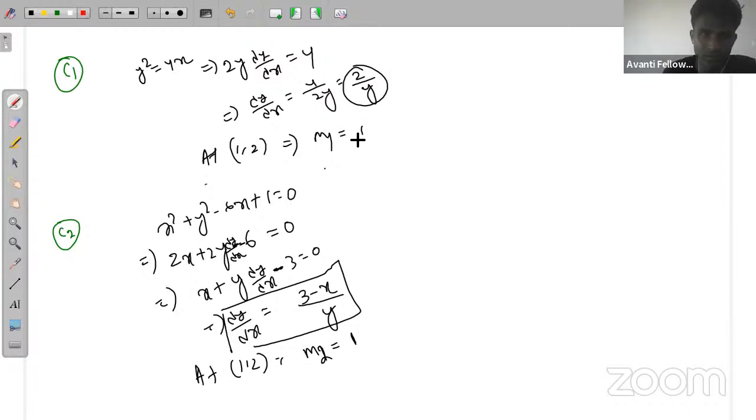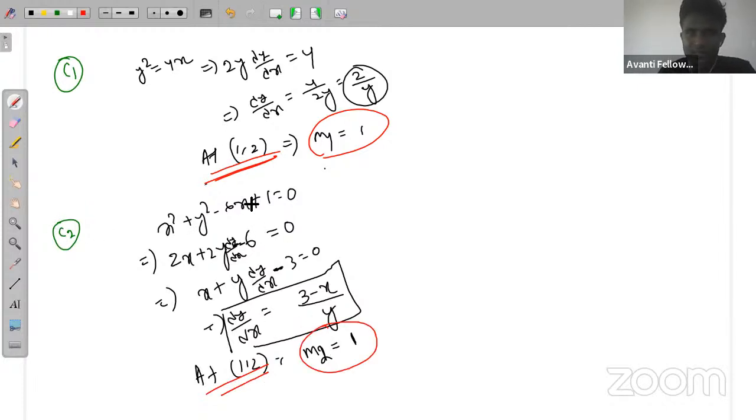So for both the curves, the slope of C1 at the point (1,2), if I draw a tangent, is 1, and at (1,2), if I draw a tangent for C2, its slope is also 1. That means they touch each other at (1,2). Yes or no? Yes, they touch each other at (1,2).